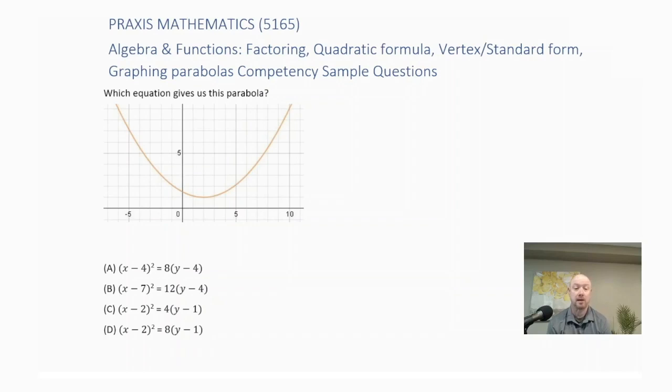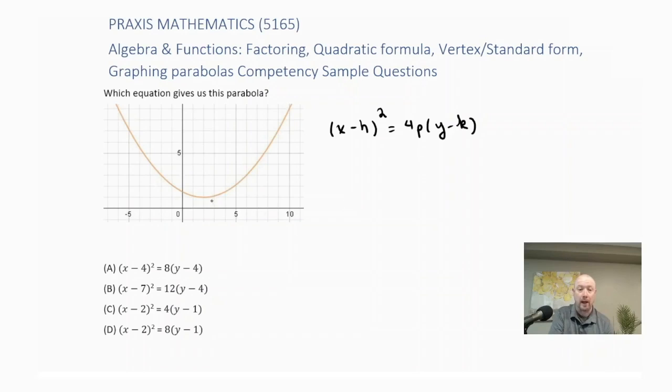Or is it D, x minus 2 the quantity squared equals 8 times the quantity y minus 1? The first thing we have is that all of them are in the correct form of a parabola as far as which way the parabola is opening. The parabola is opening up vertically, so we're using x minus h squared is equal to 4p times y minus k, where h and k are the vertex of the parabola. All of them are in this form to start.